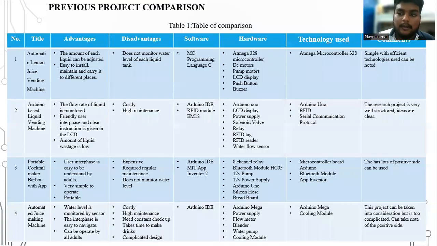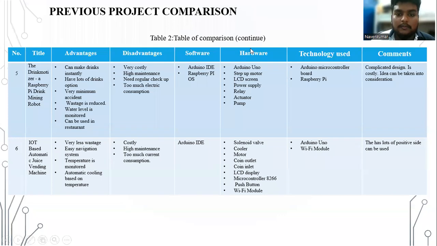So next is comparing each previous project. Basically, the most common thing we can see here is that most of the projects use LED, LCD, relay, and the Arduino IDE software. And the other two projects use Raspberry Pi as a controller, and certain projects are costly and high maintenance as well.